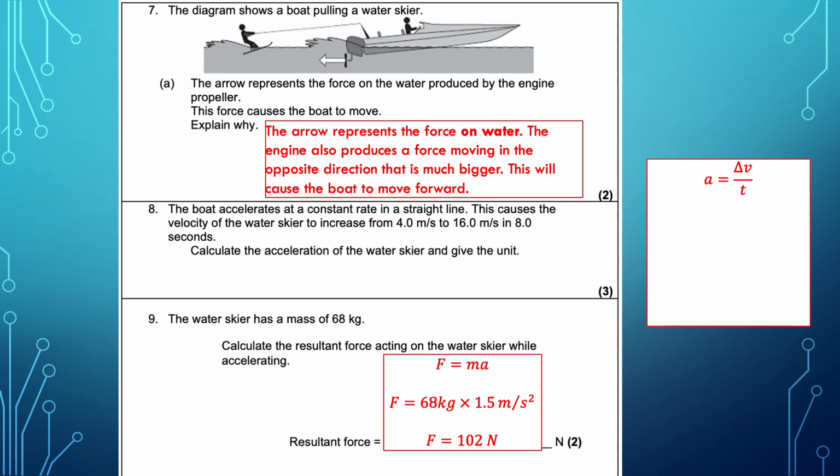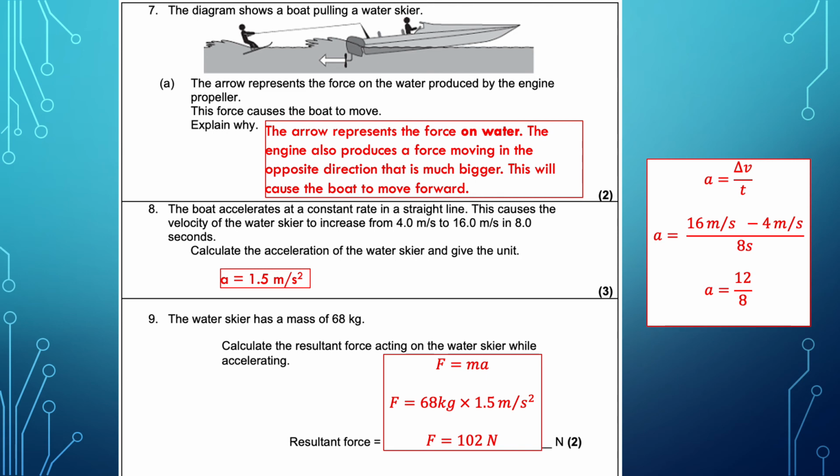So if you're going from 4 to 16 meters per second, then your change in velocity is going to be 12 meters per second, and you did that in 8 seconds. So you have 12 divided by 8, and that gives you an acceleration of 1.5 meters per second squared. And don't forget that you have to put 16 at the front because it's final velocity subtracted by initial velocity. So you went from 4, which is your initial, to 16, which is your final.